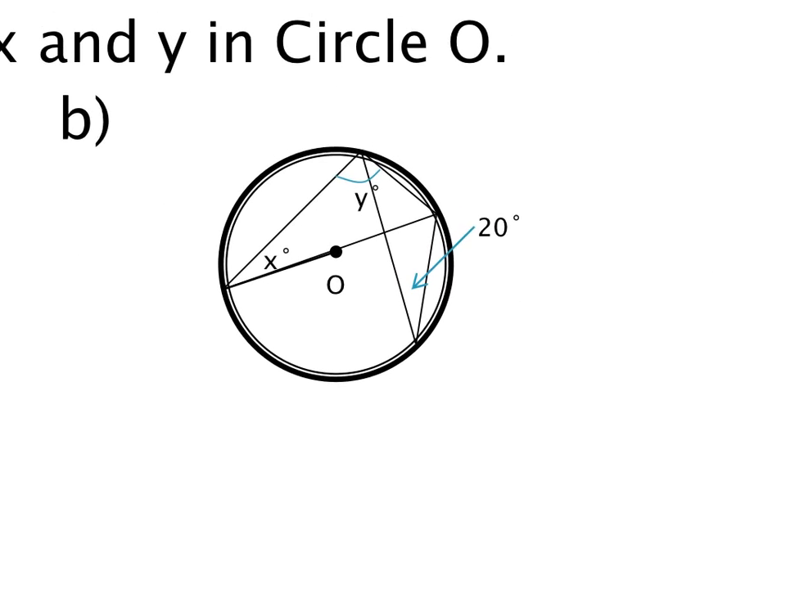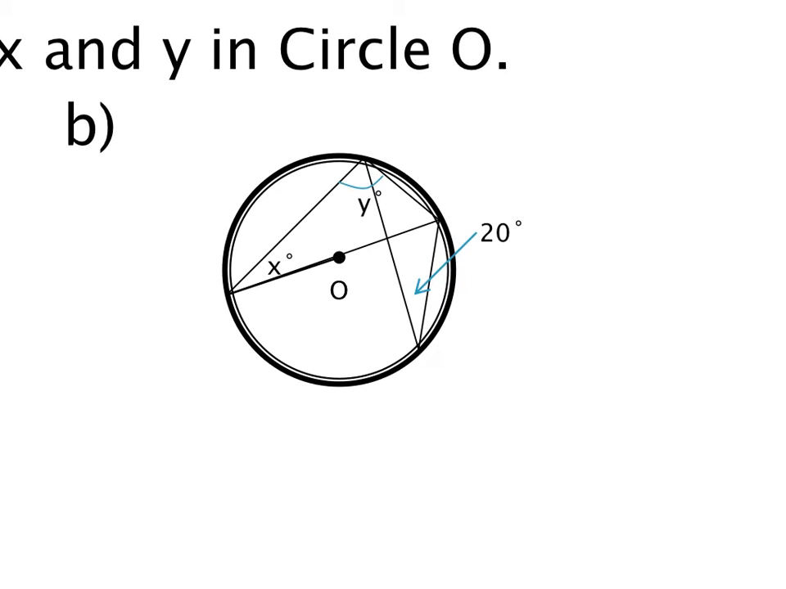Okay, let's look at B. The only piece of information I'm given is that this is 20. What's that tell you? That arc would be 40. This arc is 40. What's that tell you? X is 20 because it intercepts the same arc.